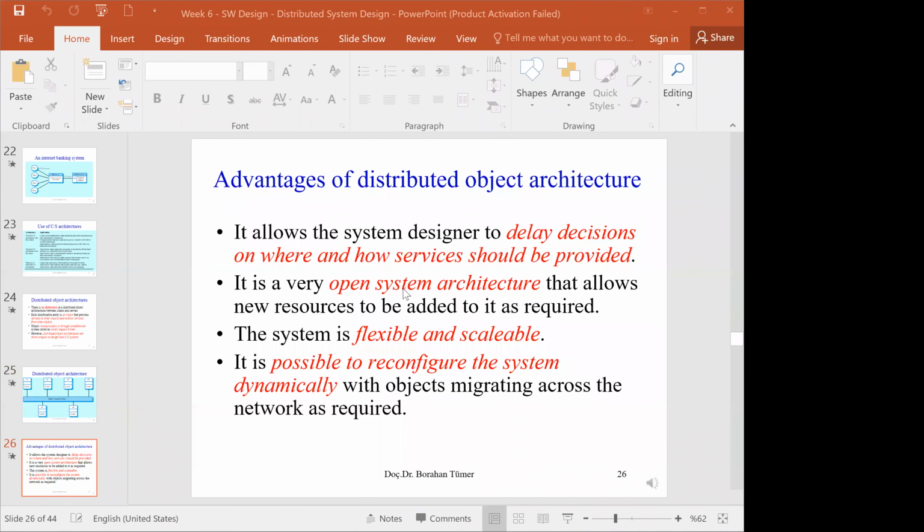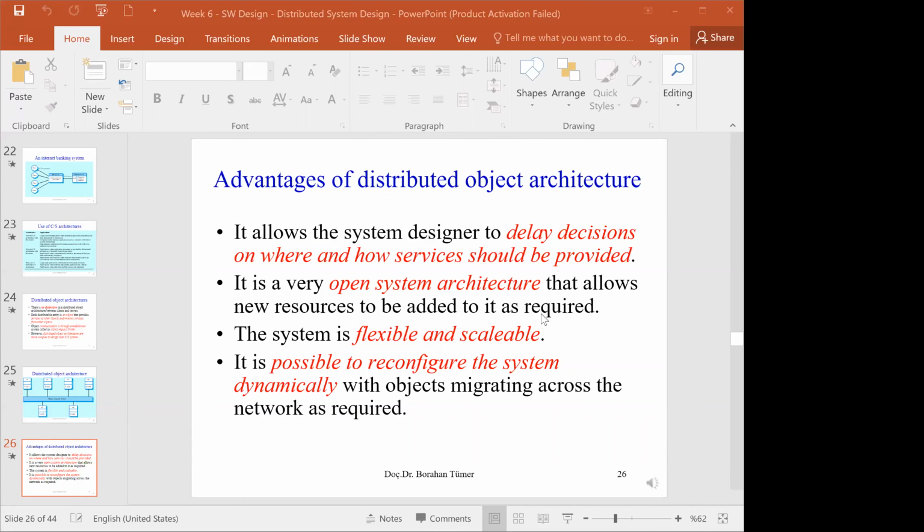Okay, what are the advantages of the distributed architecture? It allows the system designer to delay decisions on where and how services should be provided. It is a very open system architecture that allows new resources to be added to it as required. And the system is flexible and scalable. It is possible to reconfigure the system dynamically with objects migrating across the network as required.